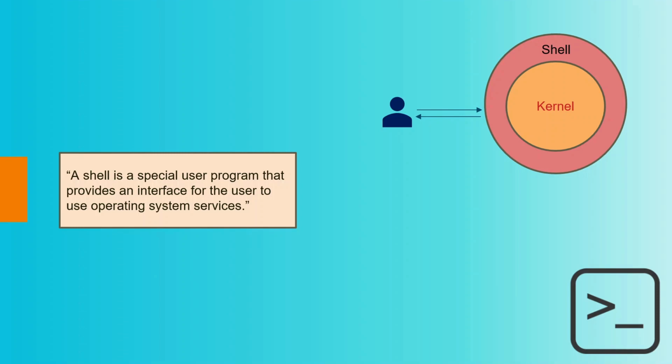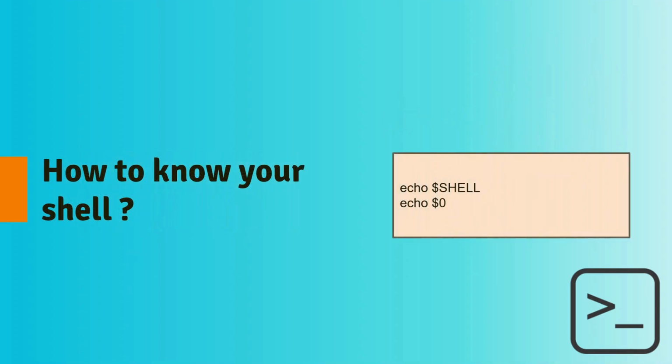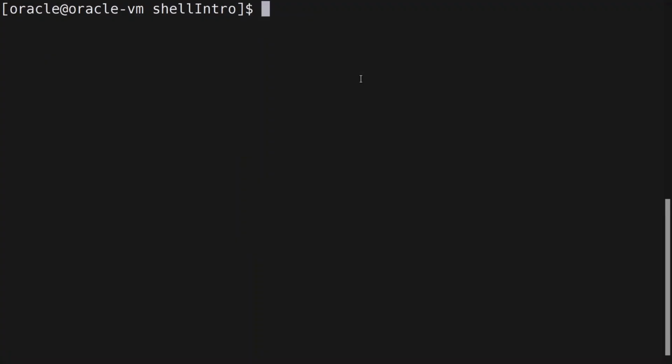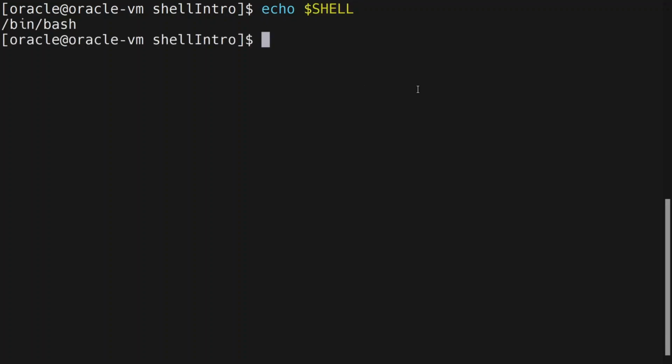Now the question is how to know your shell. You can run echo $SHELL or echo $0 to know the shell. So let's try to see that. So we are in the terminal and we are going to run echo $SHELL. So you can see we have bash shell, that stands for Bourne Again shell, and we can also run echo $0. So again you can see it is printing /bin/bash.